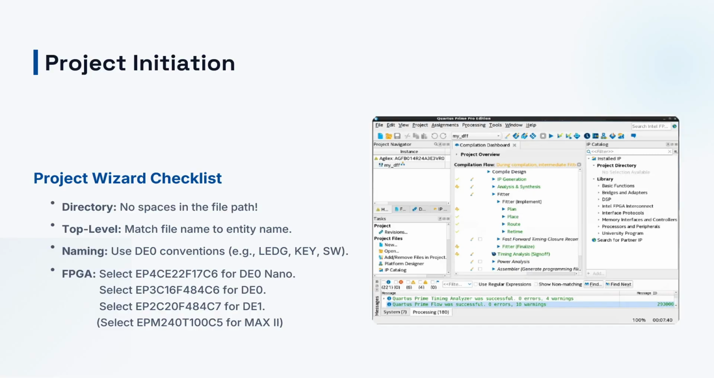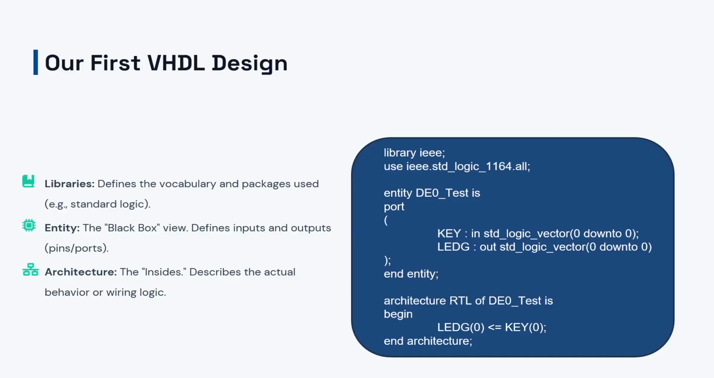For the specific DE board you are using, select the correct part number FPGA. The example part numbers shown are for DE0, DE1, and DE0 nano boards. So just make sure you are using the right one for the specific board you are using. Selecting the wrong chip means your design will be compiled for the wrong physical package, and the pin assignments won't align. I've also included an example of the MAX2 devices, shown in brackets, as used on some of the popular low-cost development boards. Let's write our first lines of VHDL code.